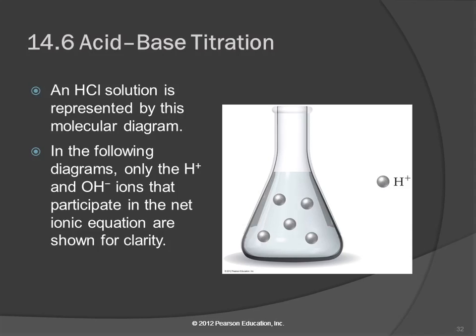So in an HCl solution, because the chloride ion is a spectator, we're going to ignore it for clarity in our diagrams. So here's our representation of the HCl solution. These are the hydrogen ions. There are chloride ions in there, but because they're not going to do anything, we're going to ignore them. You cannot have a solution just of hydrogen ions. It's not possible.